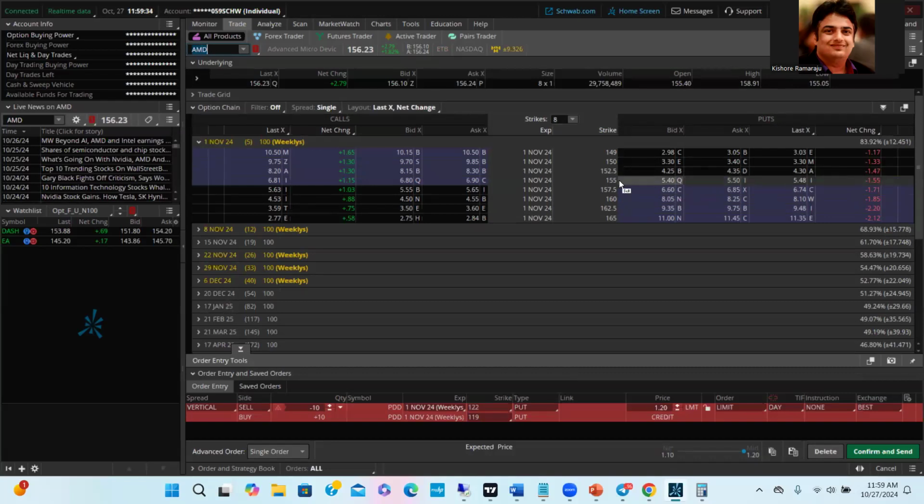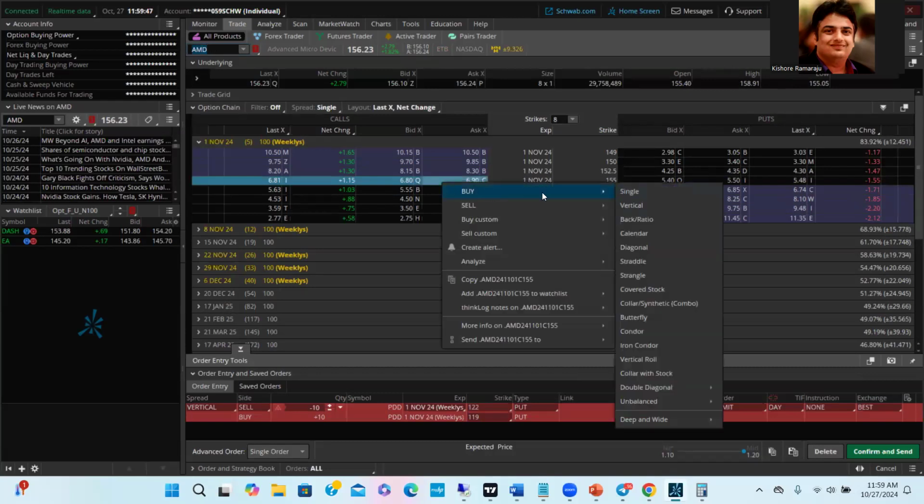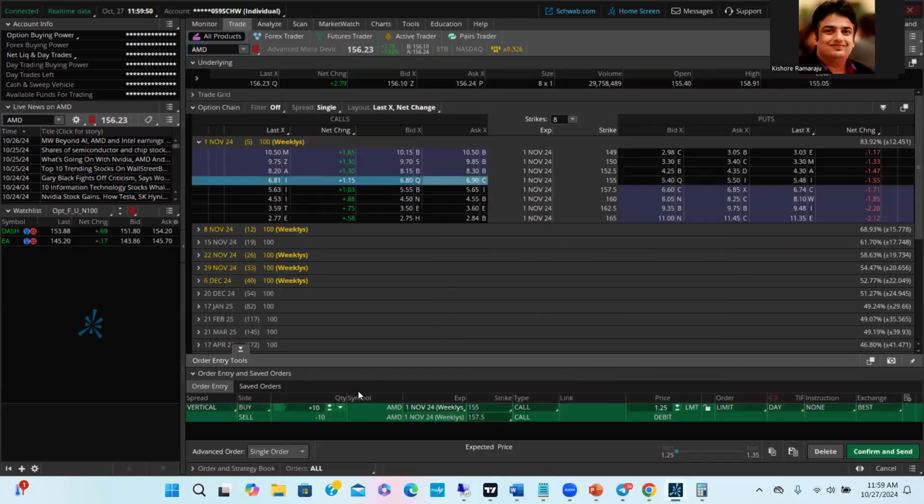The other thing I can do, instead of buying a put, is sell the call. Right? I am collecting $685. But I can also buy a vertical. You always sell a lower strike, right? For puts, it is reverse. You always have to sell a higher strike put and buy a lower strike put.